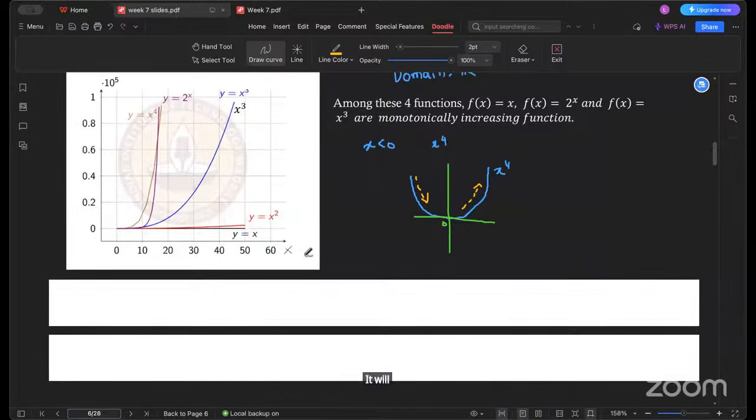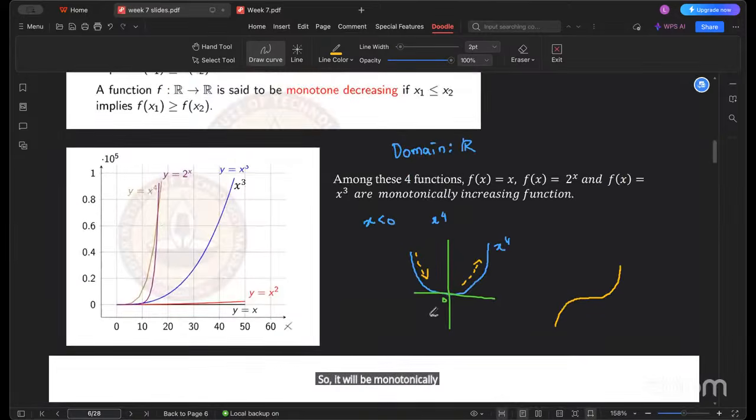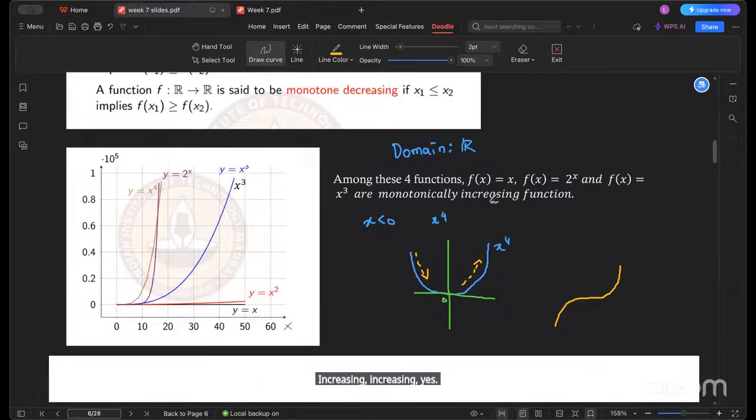It will look similar to the x cube graph. Does it look like a monotonically increasing or decreasing function? It will approximately look something like this. Okay, thank you, ma'am. All right. Like the x cube graph, when the power is odd, it is monotonically increasing only. Increasing, yes. The slope is always non-negative.